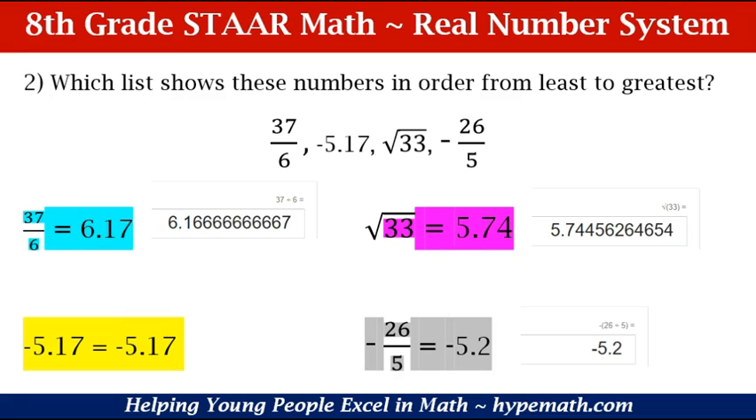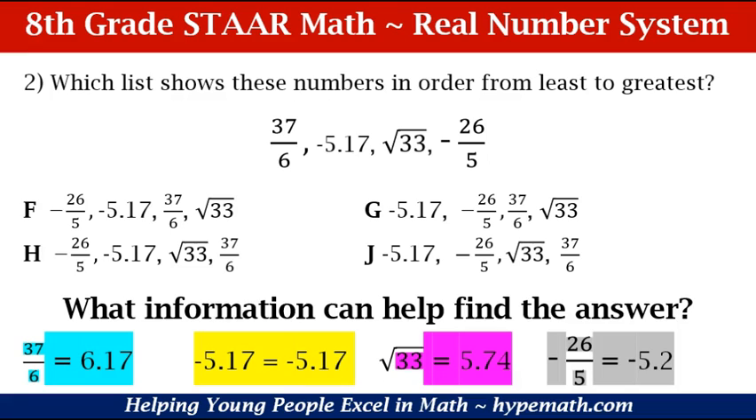For the square root of 33, it's 5.74. How do we get that? When we plugged it into our calculator, the square root of 33, the answer when we round to the hundredths place is 5.74. Of course, we don't have to worry about negative 5.17 because it's already a decimal. And for negative 26 over 5, that is equal to negative 5.2. So again, once we converted the fractions and the square root to a decimal, this is how we came up with these decimal values.